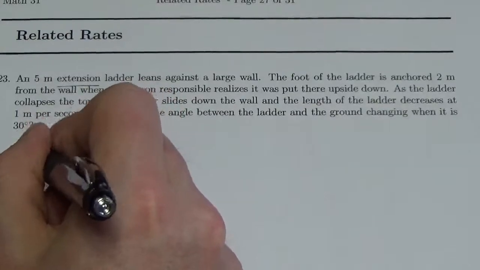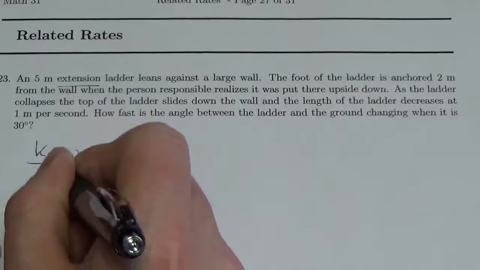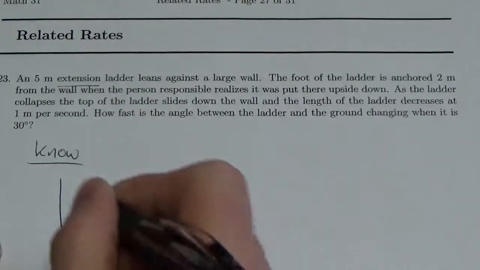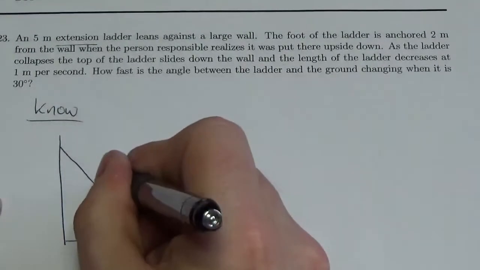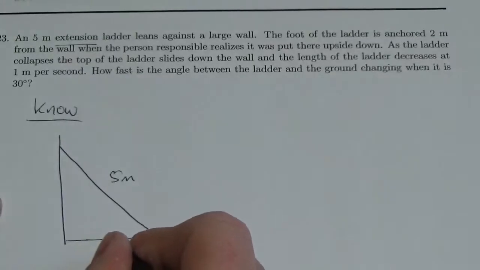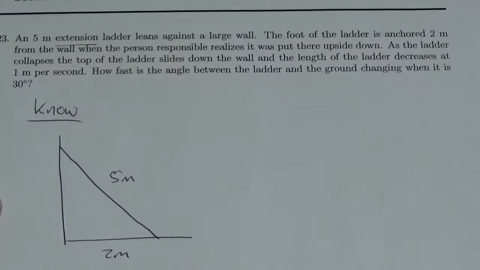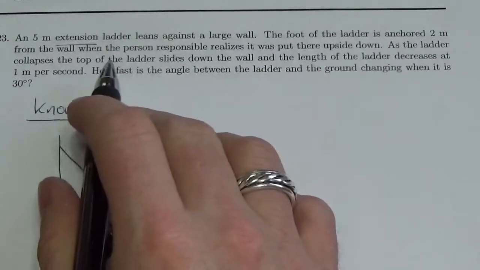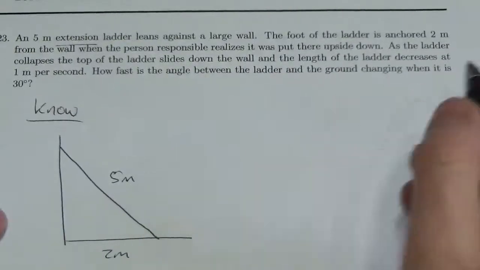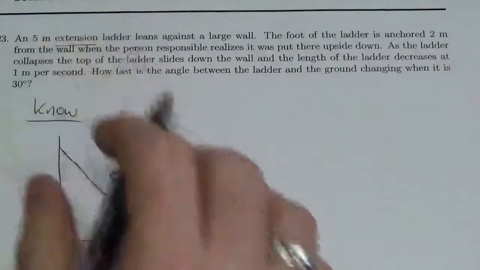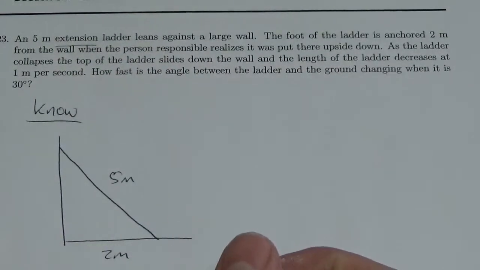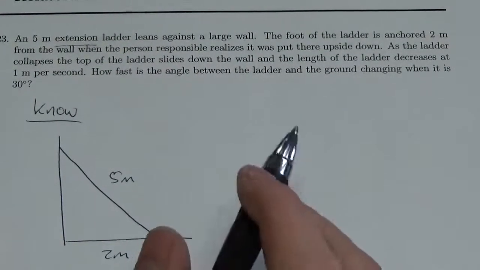So here we go. What do we know about this situation right now? Well, we've got a wall here, and we've got a 5-meter extension ladder, and it is anchored 2 meters from the wall. When the person responsible realizes that it was put there upside down, there it is. So yeah, the ladder is going to change length here. As the ladder collapses, the top of the ladder slides down the wall, and the length of the ladder decreases at 1 meter per second.